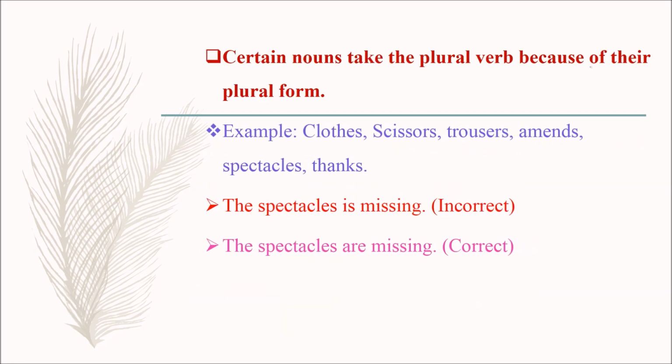Certain nouns take the plural verb because of their plural form. Example: cloths, scissors, trousers, amends, spectacles, thanks. Let's see the first sentence. The spectacles is missing. Is that the correct sentence? No. The correct sentence is the spectacles are missing.